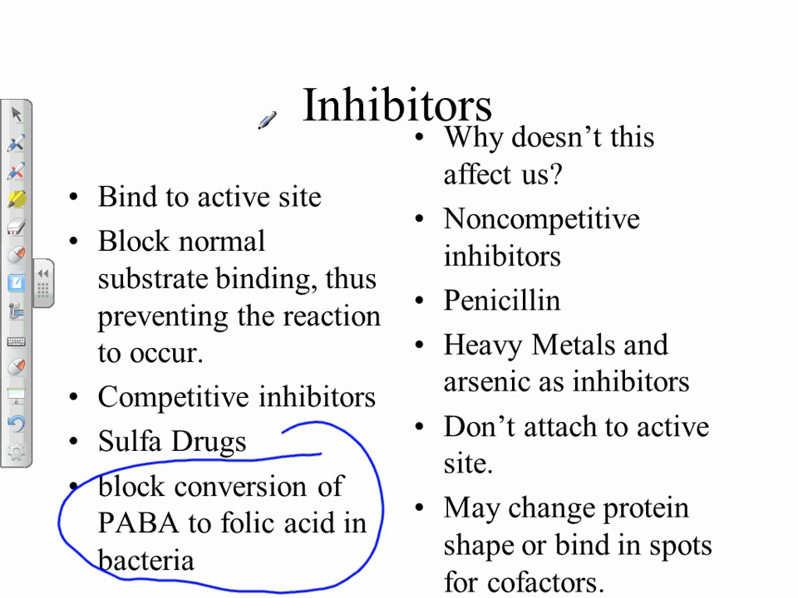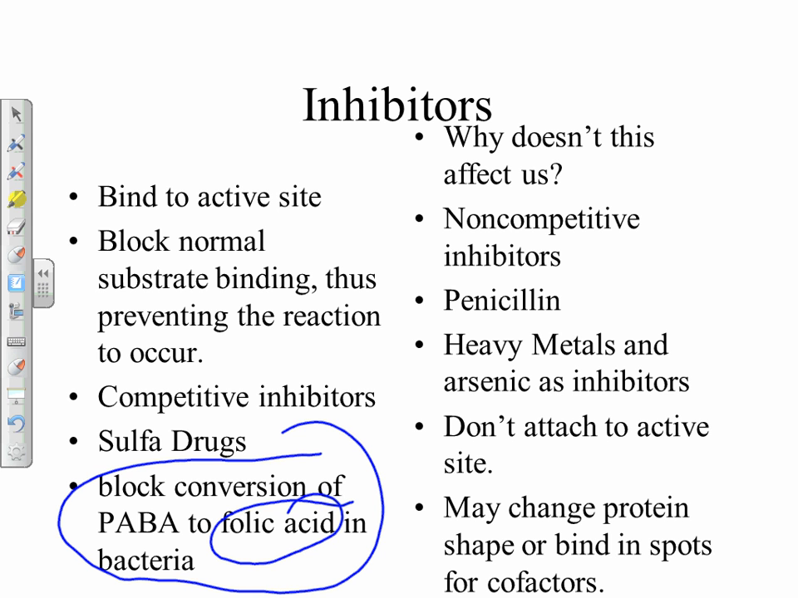These drugs don't hurt us though, because guess what? We don't have the enzymes to make it. How do we get it? From our diet. So these drugs inhibit enzymes that bacteria have that we don't. Therefore, it hurts the bacteria. Doesn't bother us. We don't have those enzymes. Does that make sense? It's a competitive inhibitor, though. These actually bind to the active sites of the enzymes in bacteria that make folic acid. And again, the answer to this question, why doesn't this affect us? We don't have those enzymes. We don't make folic acid. We get it from our diet.